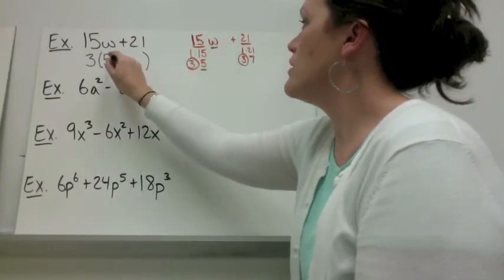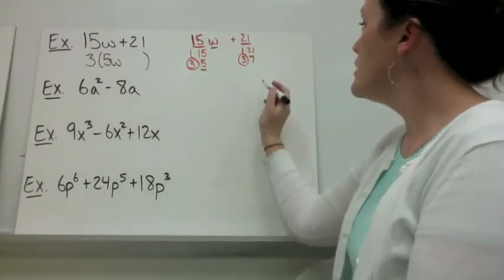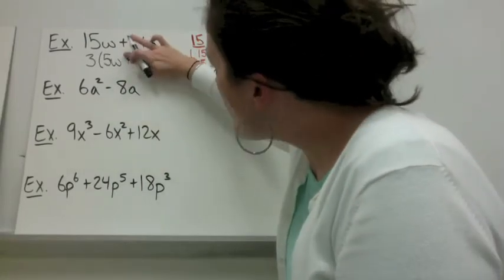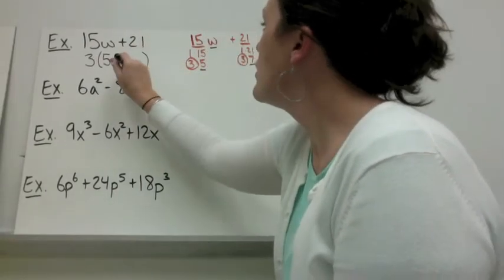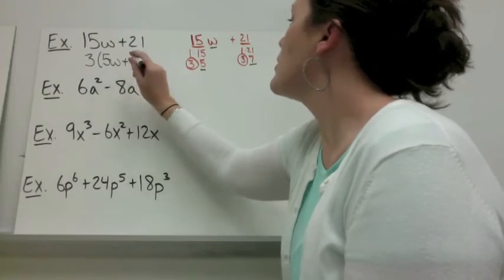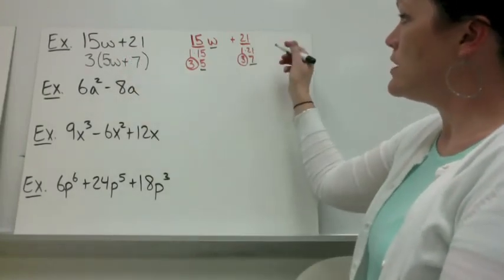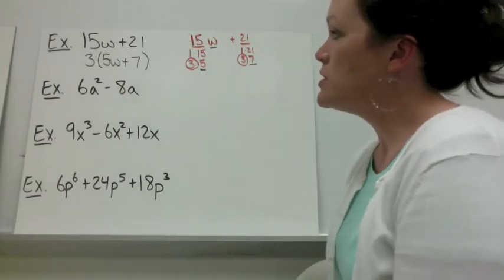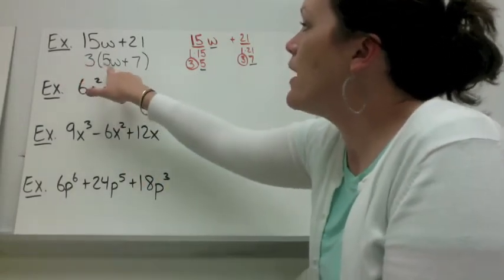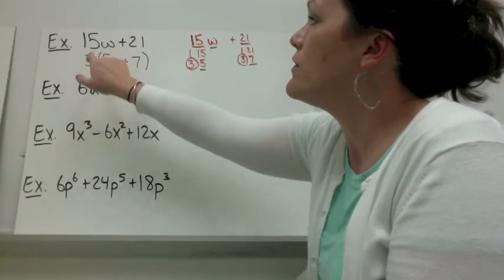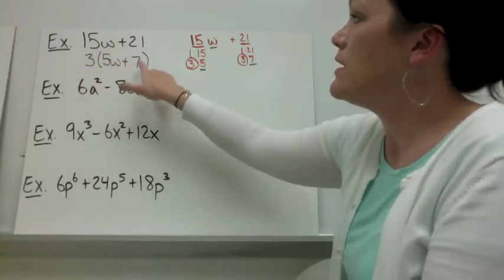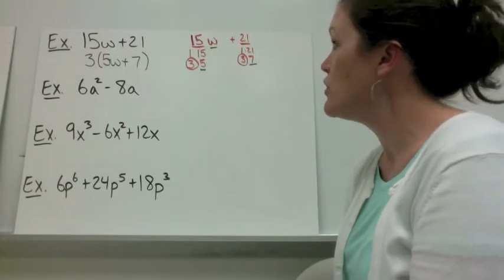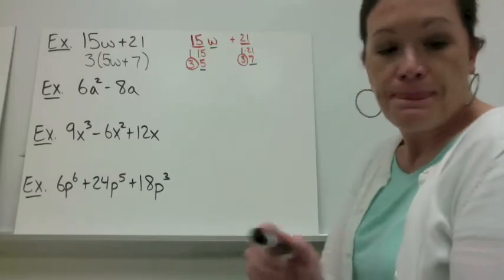And I can't forget the w that was up there. And then 3 times 7 would give me back 21. So I need to put plus 7. But 21 didn't have any variables, so we just put the 7. So then we could check our answer. 3 times 5w would give me back 15w. And 3 times 7 would give me back 21. So it's good to just check your work and make sure you got the right factors.